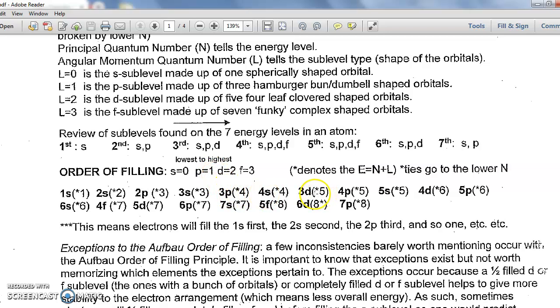Look at the 3d. The 3d's energy is actually 5. When you're in the d, your second number is a 2. 3 plus 2 is 5. So the electrons actually fill the 4s before finishing off the third level, the 3d. When we have a tie, for instance, the 4p also has an energy of 5, as does the 3d. When you're in the 4p, the p, the second number, is a 1. 4 plus 1 is 5.